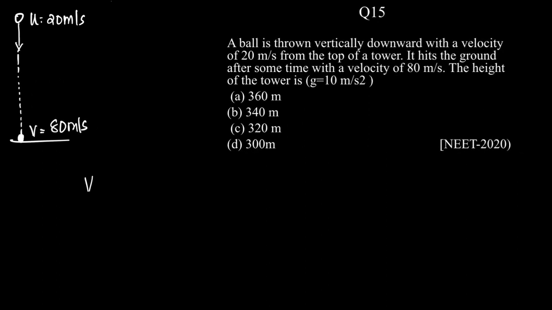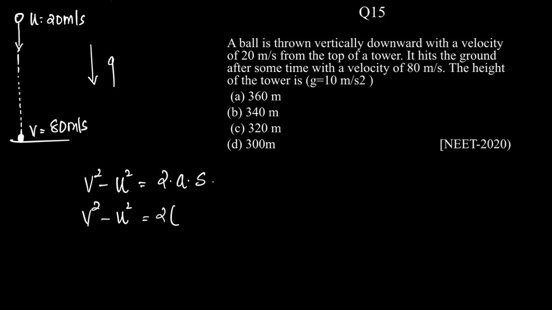And how do we do that? It's a very straightforward question. See, we know by equation of motion v square minus u square is equal to 2 into a into s. In this case, we have v square minus u square is equal to 2 into, since the body is falling downwards, acceleration due to gravity, g acts. So we have 2 into g into s, and s here will be the distance traveled by the body, which is apparently the height of the tower also. So this will be equal to h.